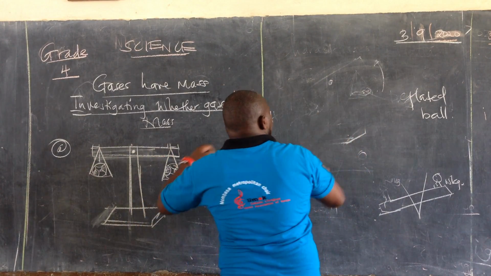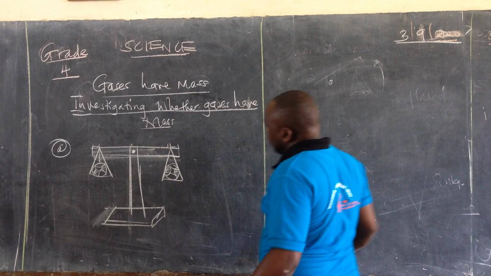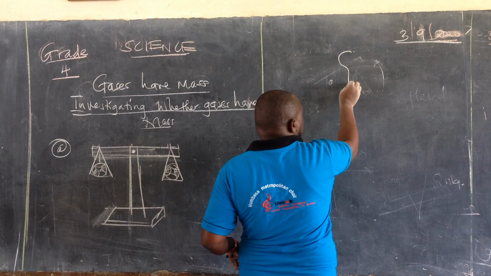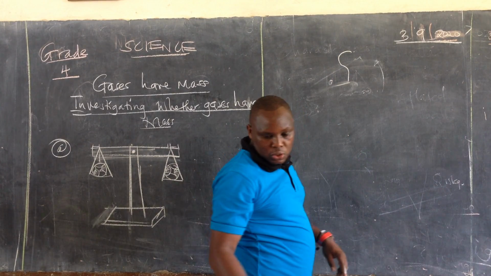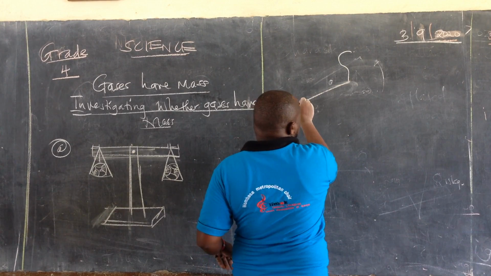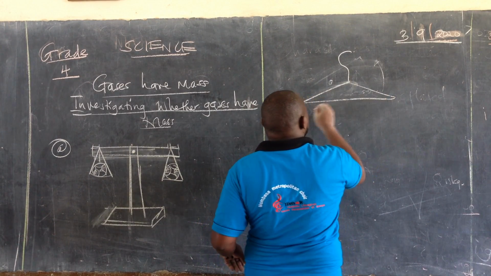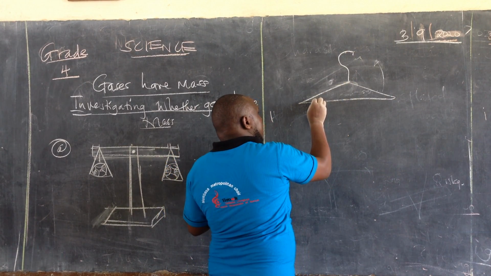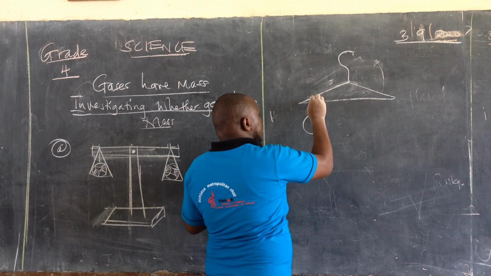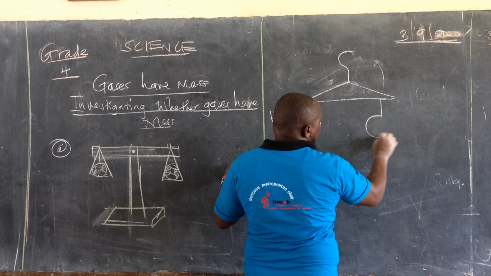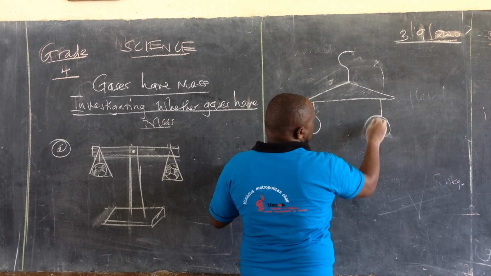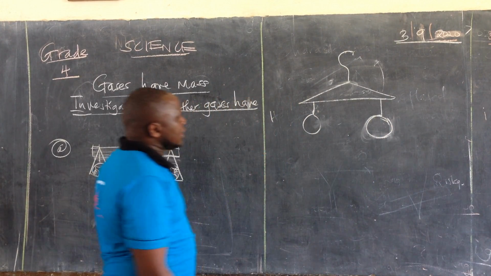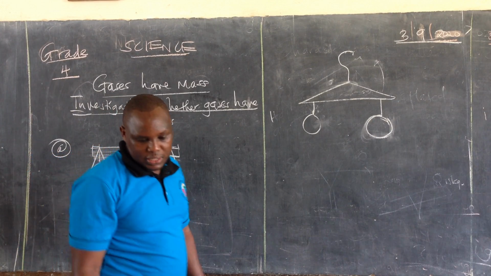I want to give you a second example of an activity. I want you to have two balloons. You have two balloons, and then you have your hanger here, the one that you use for clothes. Hang them with the balloon. Inflate them with the same size. Put air inside the two balloons and hang them on the sides of the hanger. So this is the hanger.